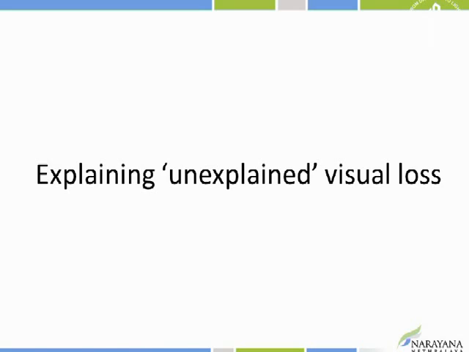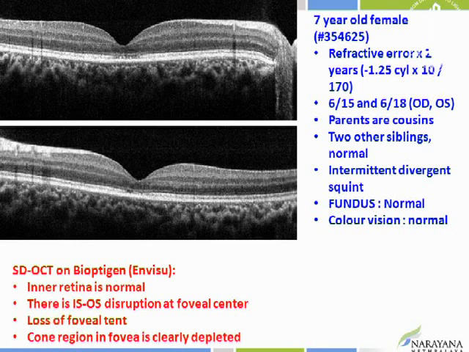the electrophysiology. This is a 7-year-old female now with a refractive error, as you would agree here, it's not very big. But the vision is much lower than what it should be. And of course, the parents are cousins, so there's a lot of consanguinity in our country, especially in the state that I come from. And 2 other siblings seem to be normal. There's an intermittent divergent squint. The fundus and color vision are normal. There's not much we know.